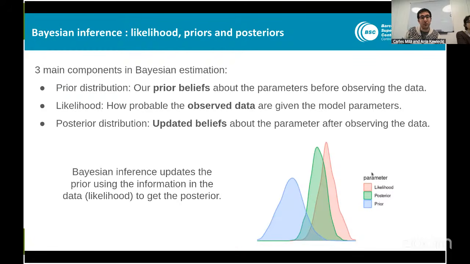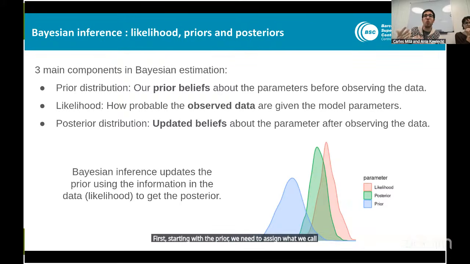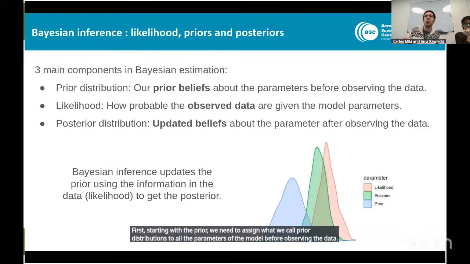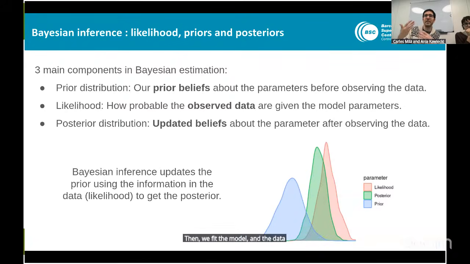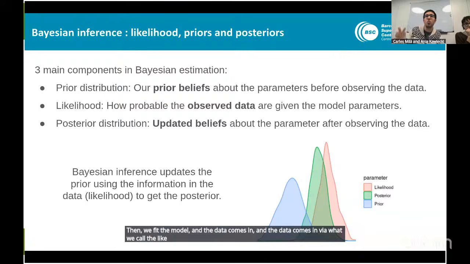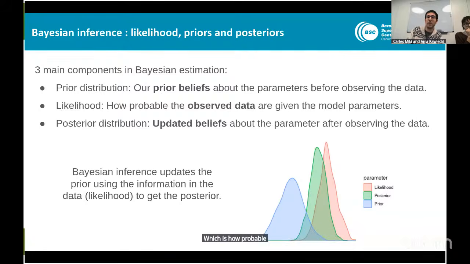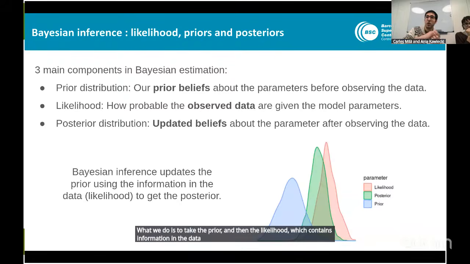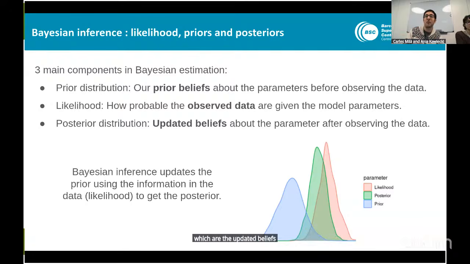To do Bayesian inference, we need three main ingredients. First, starting with the prior. We need to assign what we call prior distributions to all the parameters of the model before observing the data. Then we feed the model and the data comes in. And the data comes in via what we call the likelihood, which is how probable the observed data are given the model parameters. What we do is to take the prior and then the likelihood, which contains information in the data, and then update the prior with the data and obtain what we are actually interested in, which is the posterior distribution, which are the updated beliefs about the parameters after having observed the data.